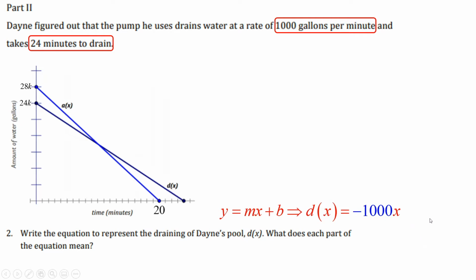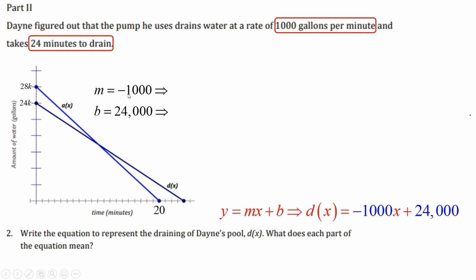And then plus b, the y-intercept, plus 24,000. And there's the equation. What does each part of the equation mean? Well, you've got your slope of negative 1,000, and you've got your y-intercept of 24,000.